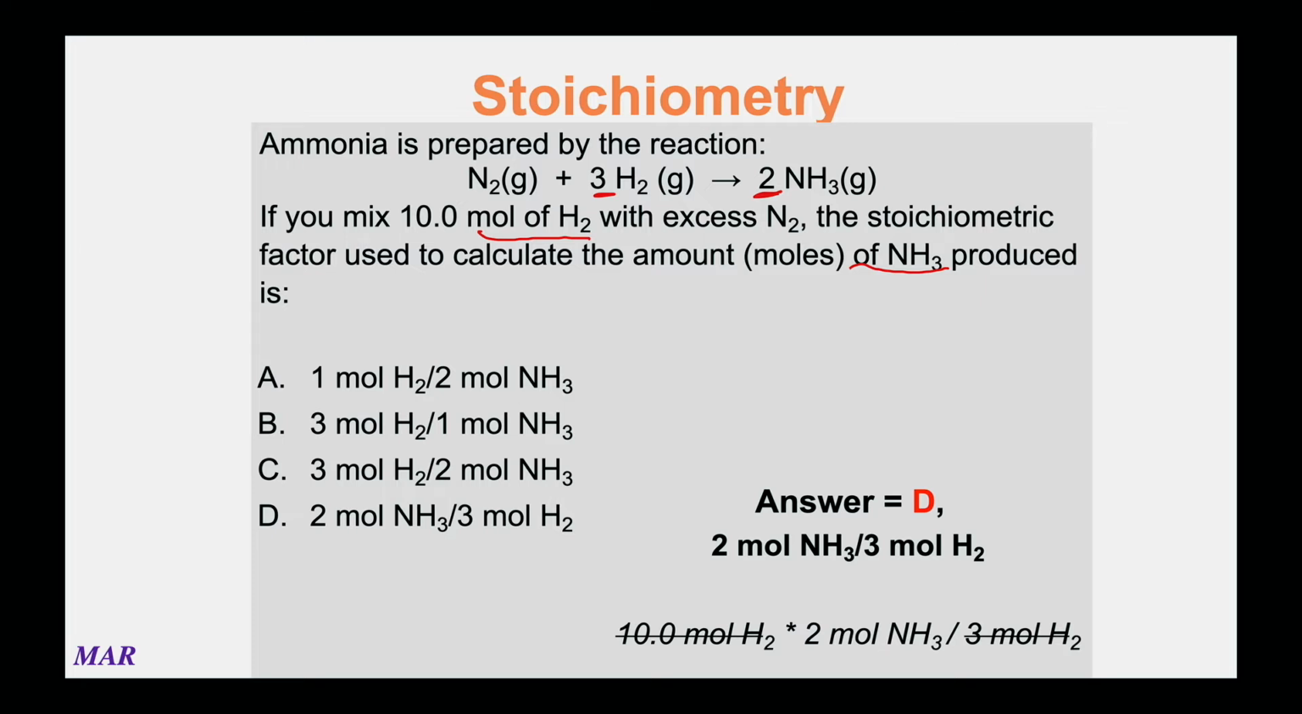And because we're starting with H2, we want the moles of H2 to cancel. So H2 is going to be on the bottom. NH3, what we're looking for, is going to be on the top. You would take that 10 moles and essentially multiply by 2 over 3 to turn moles of hydrogen that you're starting with into moles of ammonia you're going to get out.